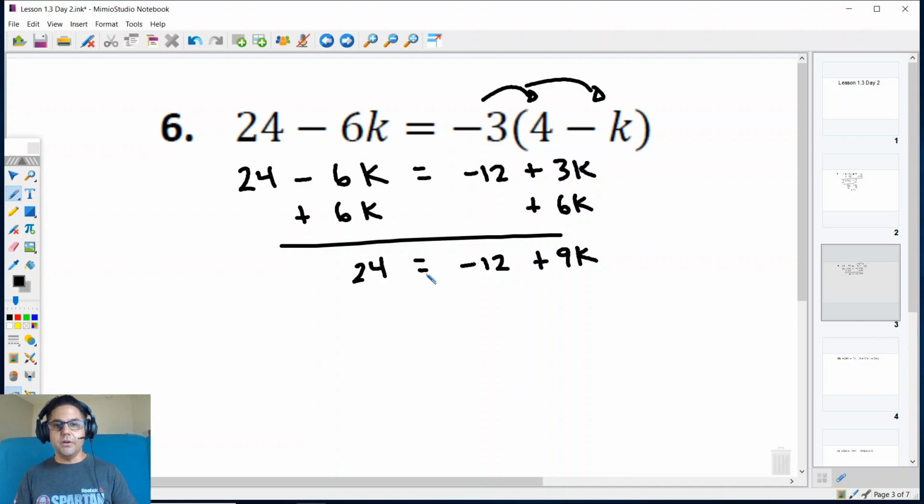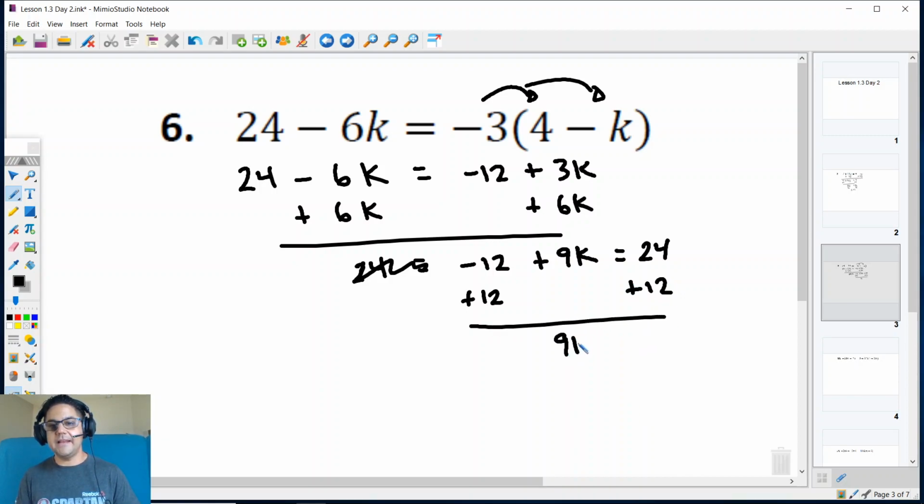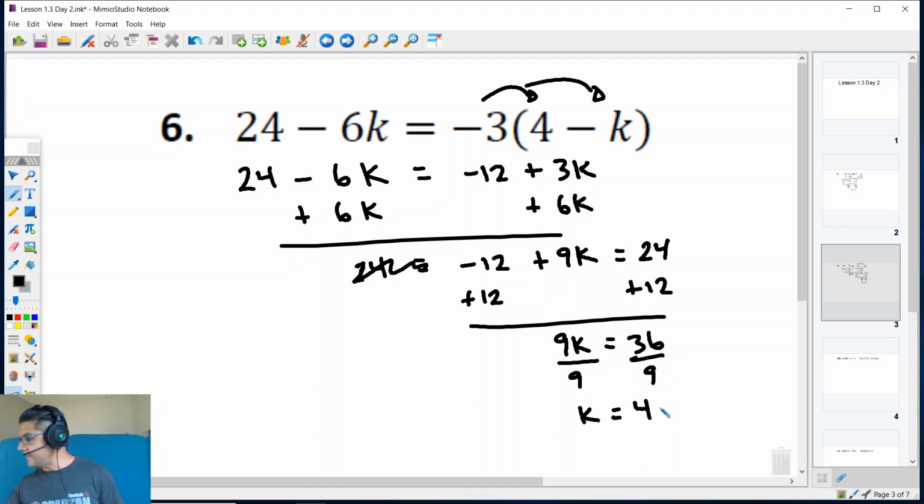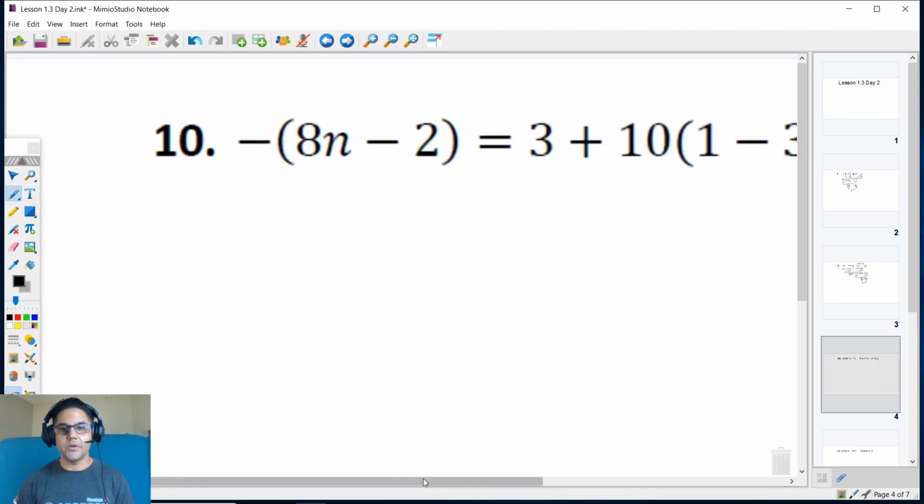All right, so I'm going to move the 24 over here. All right, now it looks a little bit better. I'm going to add 12 both sides. So that gives me a 9k is equal to 36. Quick division. K is equal to 4. Double check on the bottom for problem number 6. 4, beautiful. Ooh, getting a little bit more challenging.